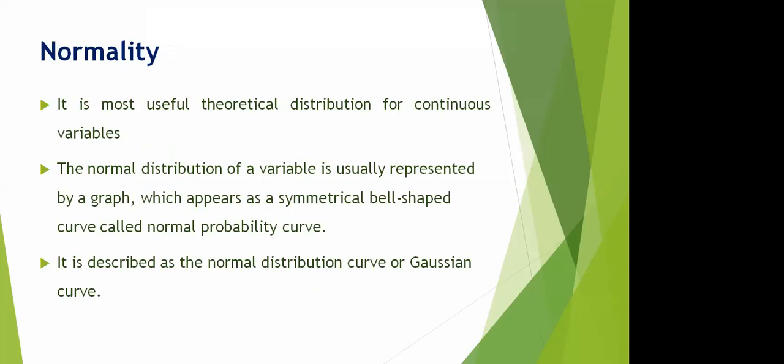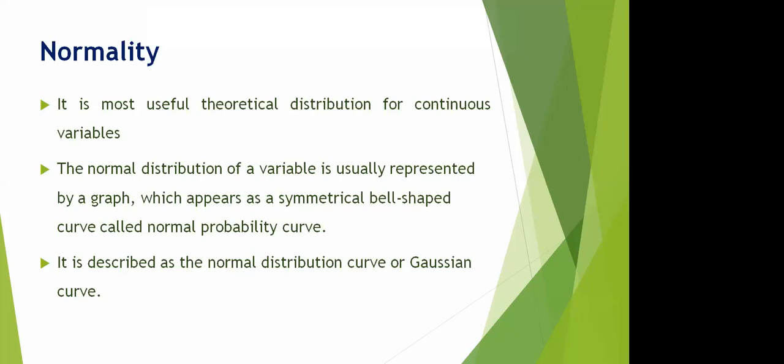And next is normality. While we learned about probability distributions, we saw the normal probability distribution, which we use for continuous variables. For continuous variables, in the sense of scale of measurement, if it is an interval scale or ratio scale, we need to check the normality of the data. If the data we are using to test the hypothesis is continuous or quantitative, we need to check the normality of the data.